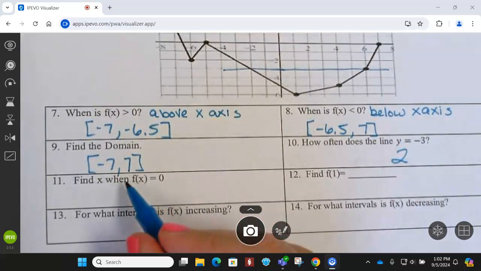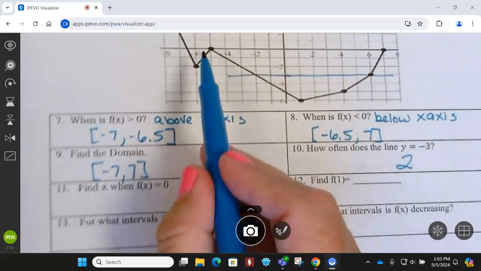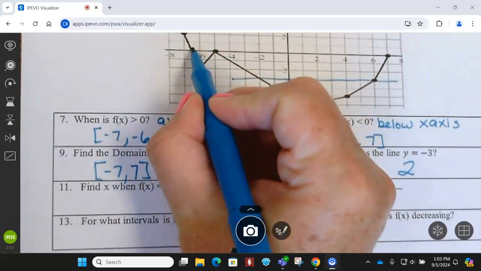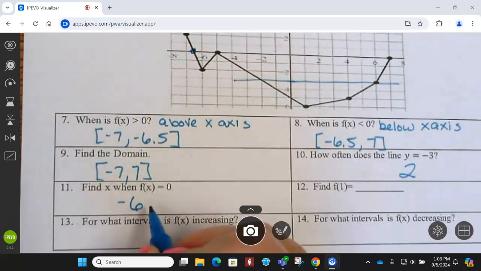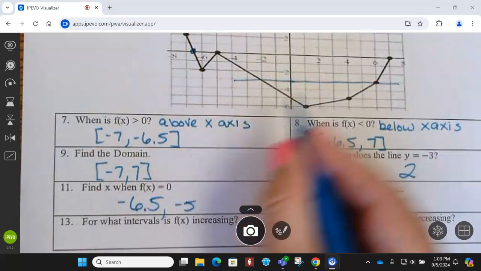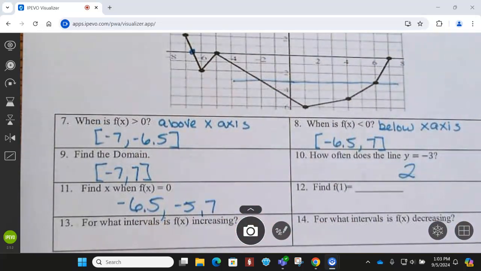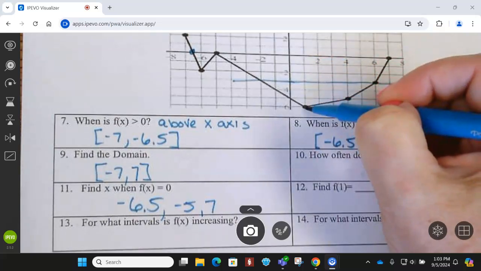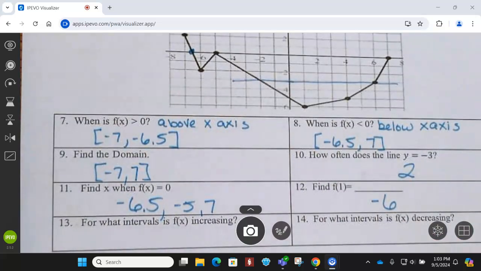Okay. When does f of x equal 0? So when do we touch the x-axis? So we touch it here. Do not forget, there's not a dot. Could you make one? Yes. Now we have a dot, right? So we have it at negative 6.5, negative 5. And we don't forget this one all the way over here at 7. Okay, f of 1, you go to where the graph is. And what's that y value? Negative 6.